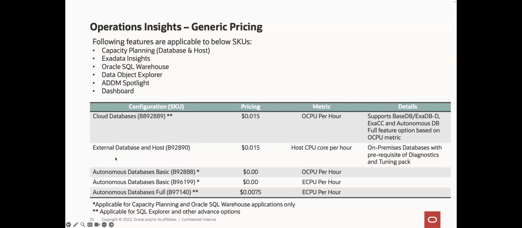Similarly, for external on-prem databases and hosts, we have a separate SKU. For databases, we partition that SKU into two categories. There is a basic category, which is free of charge. And for full, we charge a minimal amount to utilize some of the advanced features, such as SQL Explorer and some other features that are becoming part of the Autonomous Database support. Okay.